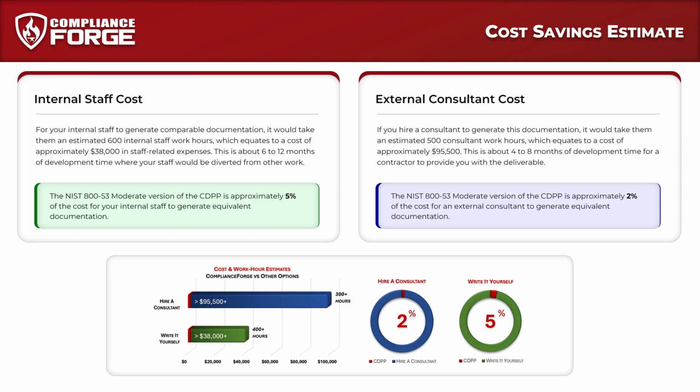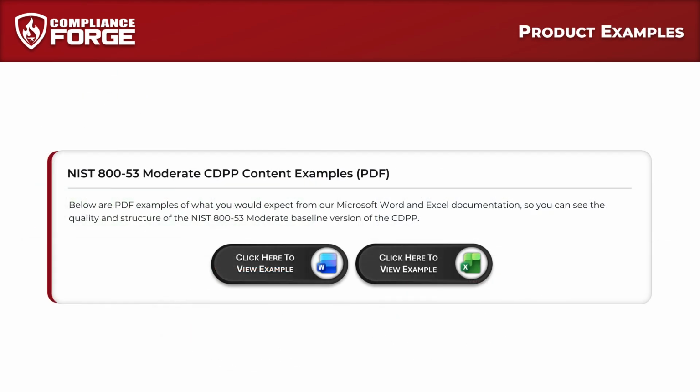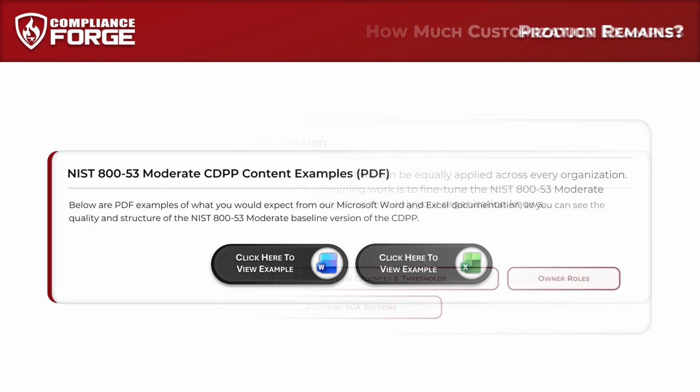The CDPP itself is $1,980. PDF examples of both the policies and standards document and the crosswalk mapping are available on the product page, so you can see the quality and structure before you buy.